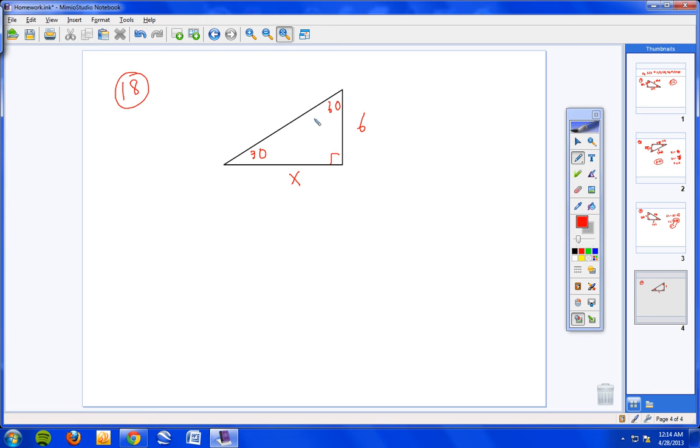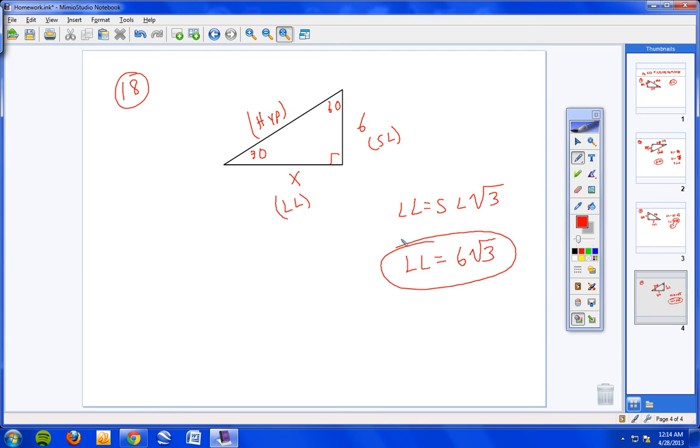The first thing I would always recommend that you do is to label your sides. This is your hypotenuse. Here's 30, go straight across, so this is your shorter leg. Here's 60, go straight across, this is your longer leg. So we're trying to find x, the longer leg. Character trait number 1 says longer leg equals the shorter leg times the square root of 3. Well, that means the longer leg equals, what is the shorter leg? Well, it's 6. So the longer leg equals 6 square root of 3. There we go. Just that simple. It's not that difficult.